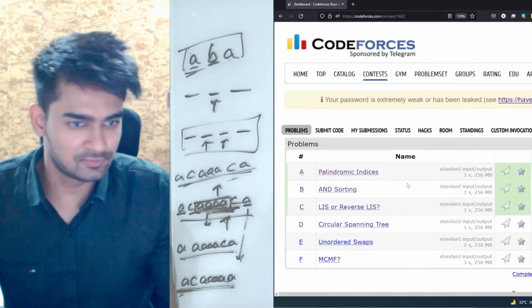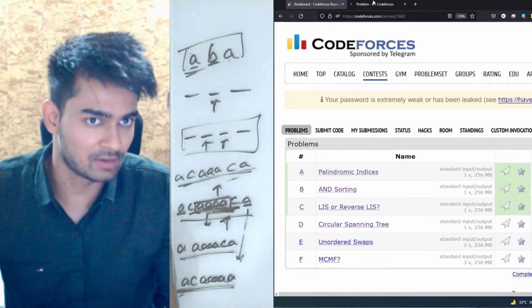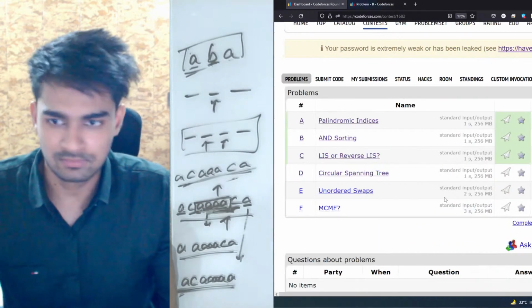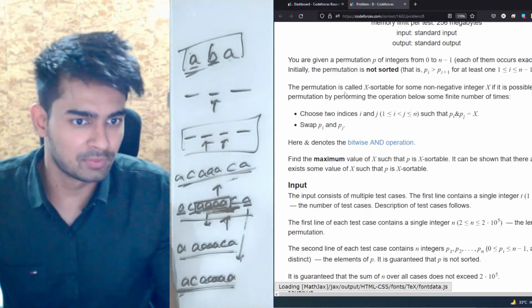Can I have a yes from everyone if they are able to solve A? Like, if not now, at least after the solution. Okay, all right. Moving on to problem B.